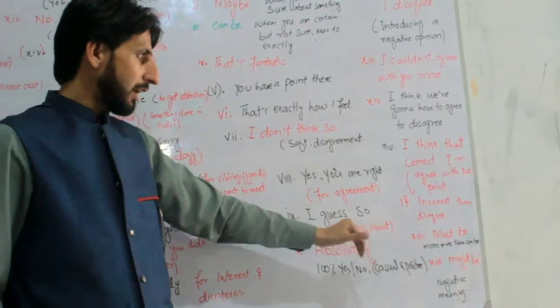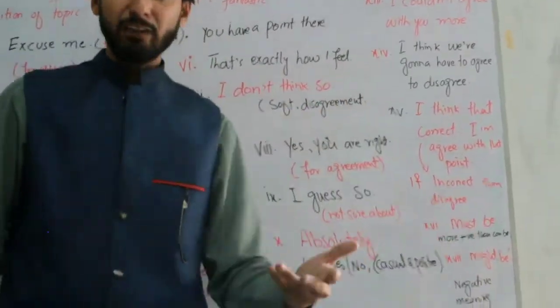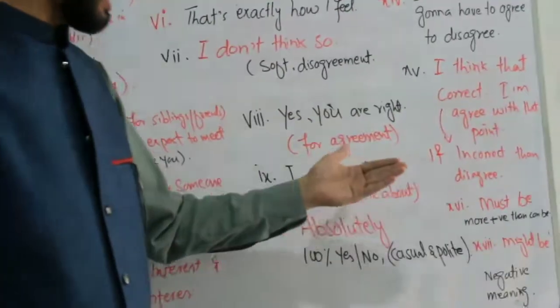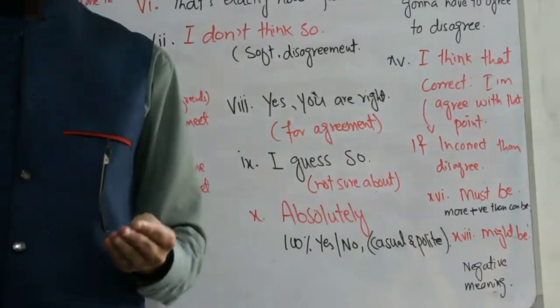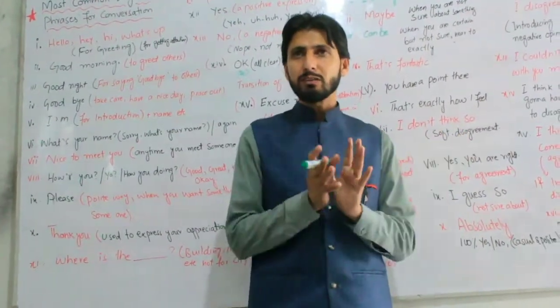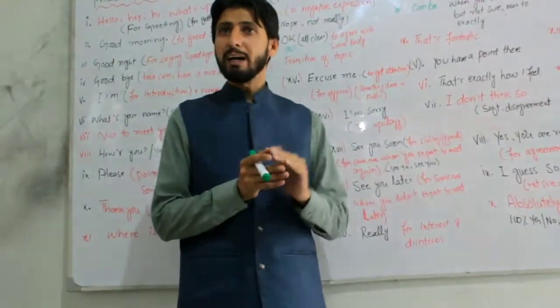Next one is, if the point is incorrect or you do not agree with him, you can say, "Your point is incorrect, I disagree. I don't agree with this. I'm not agreeing with you, I disagree with you."